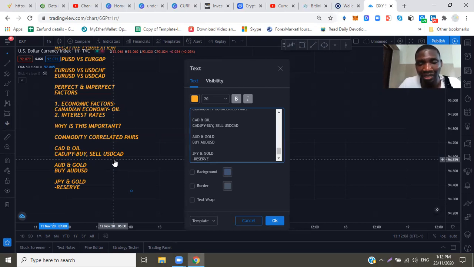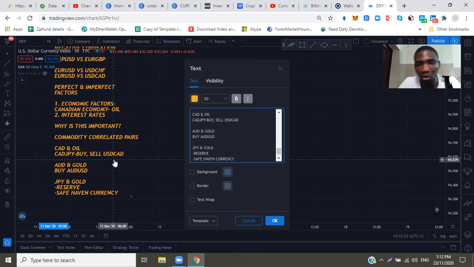The reason for that is the stability of the JPY, of the yen, the Japanese yen. The stability of the yen is one of the reasons why it's also one of the major reserve currencies in the world. Okay, so the next thing is it's also known as a safe haven currency.